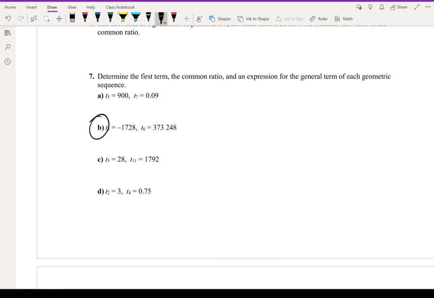Let's do negatives. Okay, B. This one is more complicated. Last one. Okay, so if I'm given T3 and T6, I have to determine what the first term is and what the common ratio is. So essentially from T3 to T6, T3, and then there's T4, there's T5, and then T6. Okay, we have this given and we have this given. So we're only missing these.